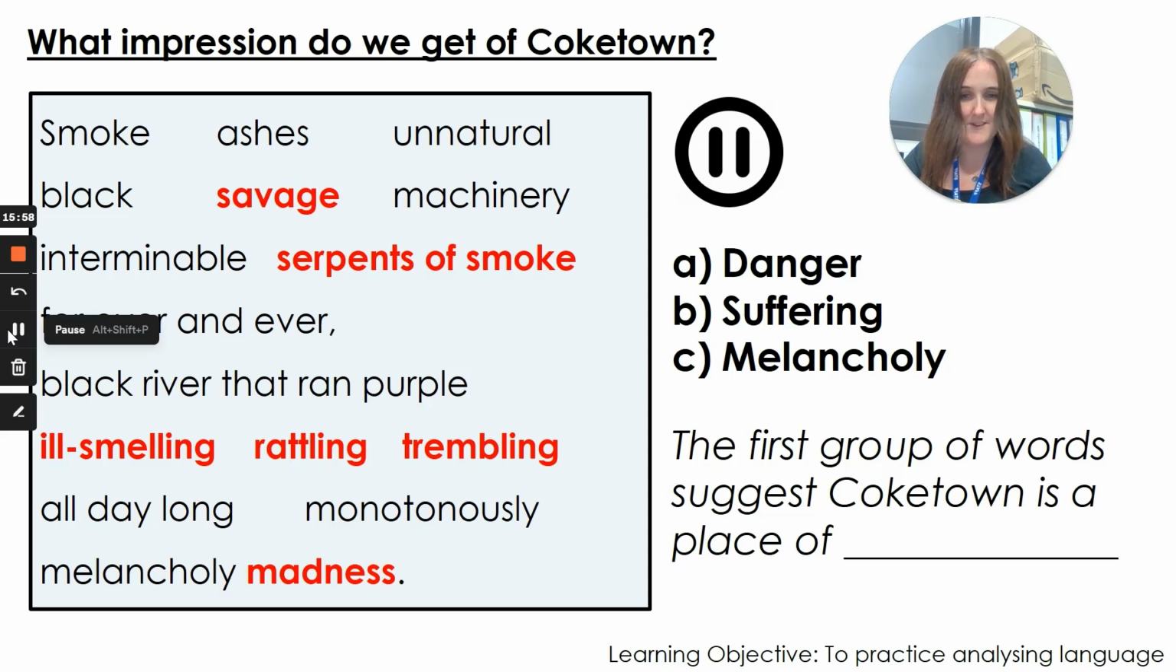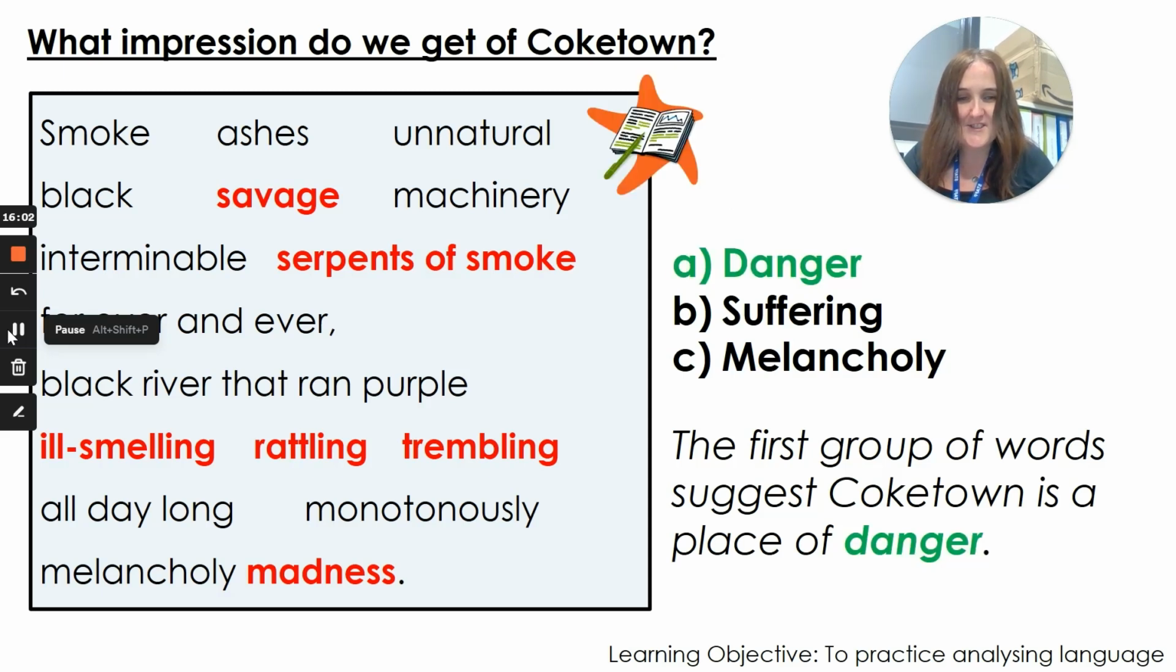And green pen's ready then. And we should have had the word danger there. Okay, so all of these words are linked with danger. Serpents, quite dangerous. Something savage, very dangerous, violent. Something if it smells bad, potentially links to disease, which again is quite dangerous. And if buildings are rattling and trembling, that sounds like they might be about to fall down. Again, very dangerous. An elephant who's swinging its head around in madness, very dangerous.